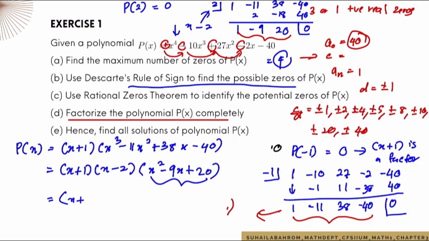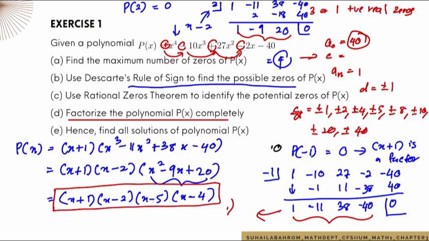If you cannot factorize, you have to apply the quadratic formula. So x minus 2, then when you factorize this quadratic, you will get x minus 5 and x minus 4. So this is the final answer for part D, because the question asks you to factorize completely. When it asks you to factorize completely, everything must be in factor form.